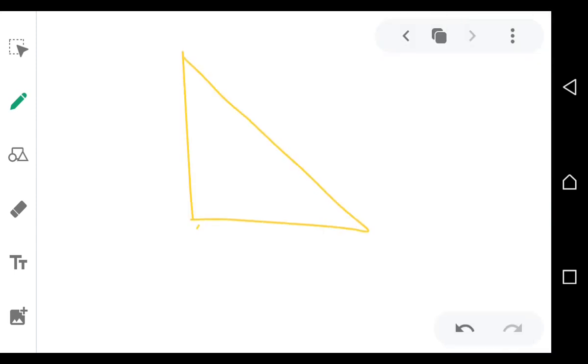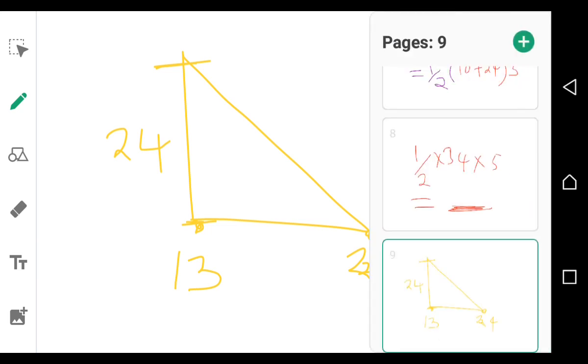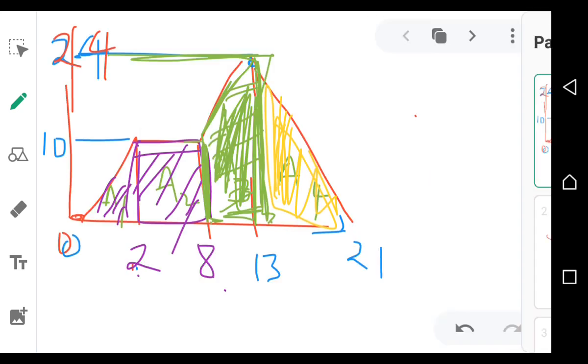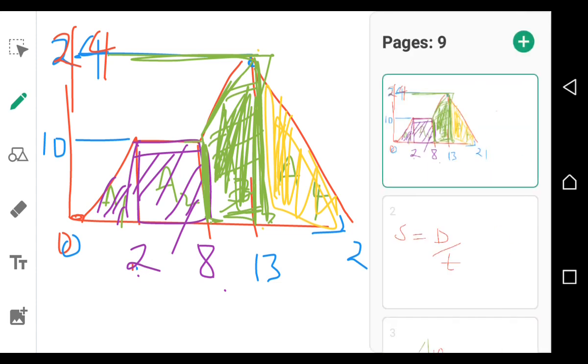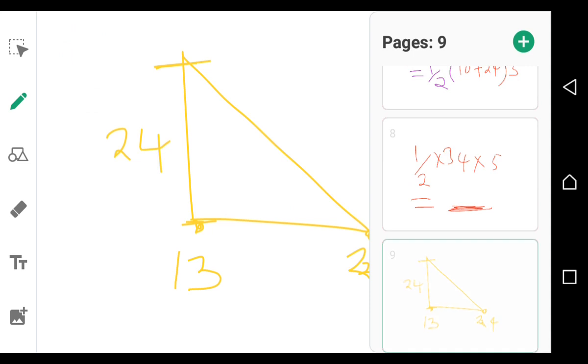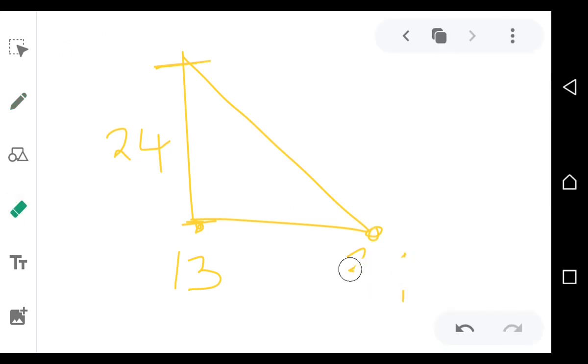The distance between this point and this point, here it's 24. There it's 13 here. Okay? The height from here to here, how much is it? It's 24. That is the height. You can see it. The height from here to here is 24. There it's 21. I mean, here it's 21, not 24. Here it's 21.